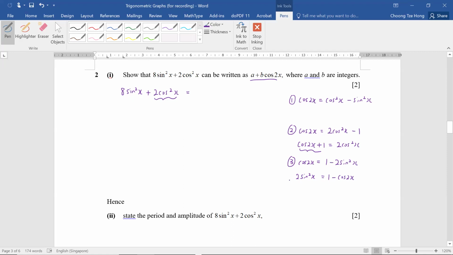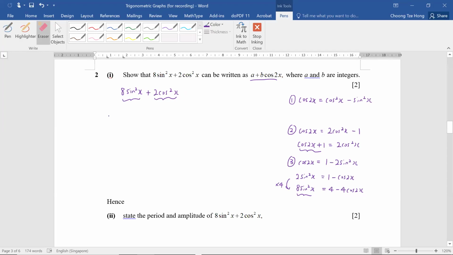So what we can do is multiply everything by 4. So this one will become 8 sine square x, but then the right side must also multiply by 4. So it becomes 4 minus 4 cosine 2x. Now we can also substitute this one over here, and the entire expression will then have no more sine square x and no more cosine square x already. Alright, so that's basically what we're going to do.